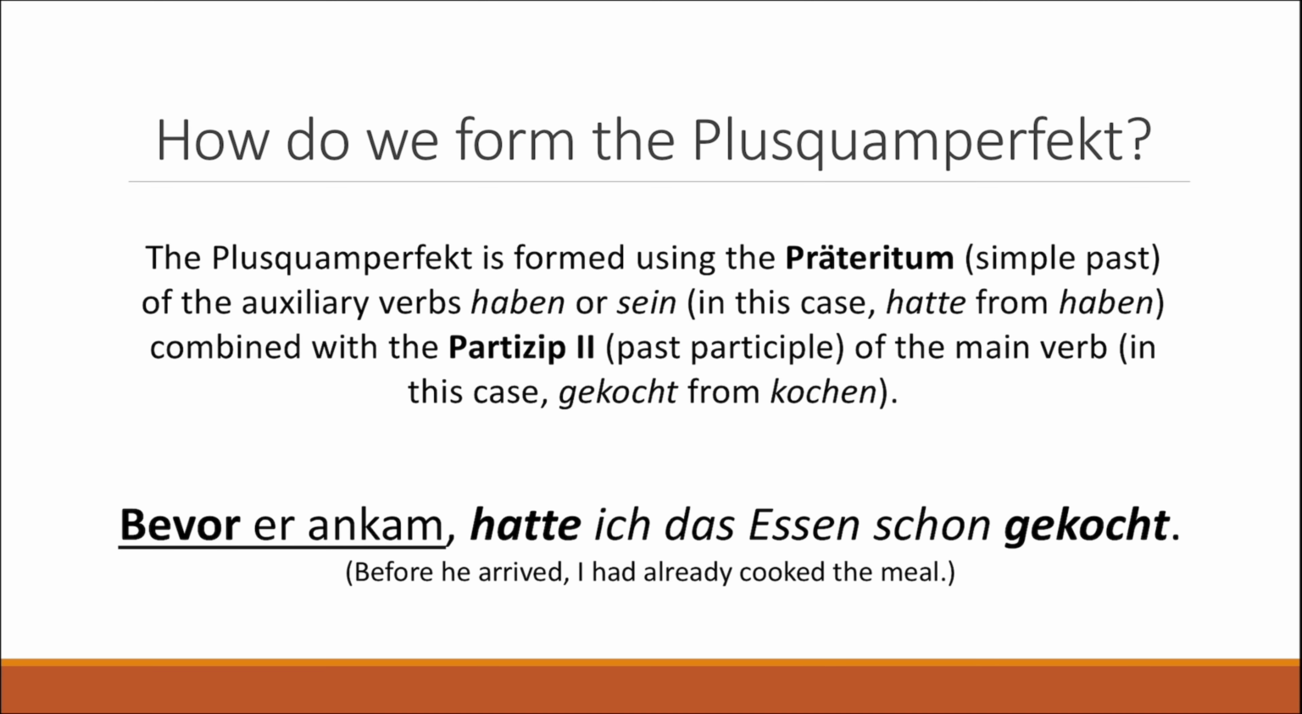Now, how do we form the Plusquamperfekt? Well, in this case, we can see that the Plusquamperfekt "hatte gekocht" is formed using the Präteritum, so the simple past, of the auxiliary verbs haben or sein. Now, in this case, we have "hatte" from haben, and that is combined with the Partizip zwei, the past participle of the main verb. And in this case, we have "gekocht" from kochen. So this is basically how we form it.